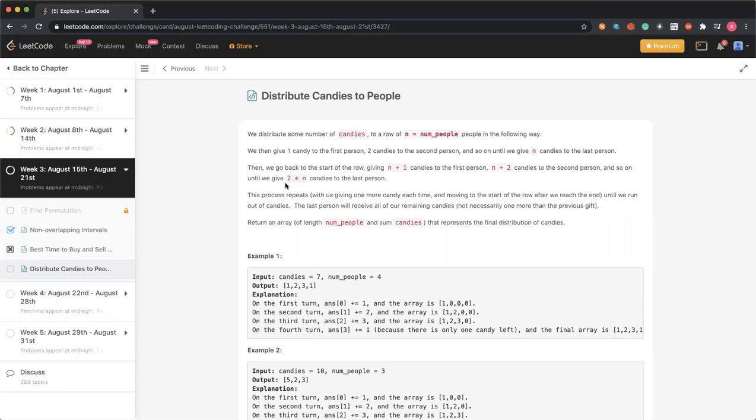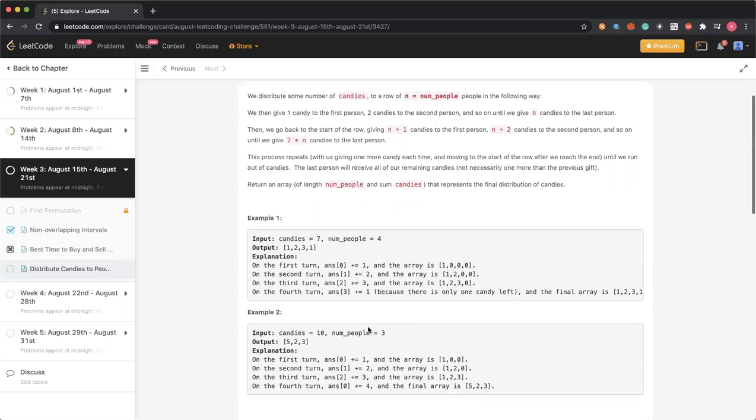Then, if there are candies left after the first iteration, we have to go back to the start of the array and start distributing again. We'll give the first person n plus 1, the second person n plus 2, and so on, and the last person will be given n plus n, that is nothing but 2n. So this is how the problem goes. Let's see an example for better understanding.